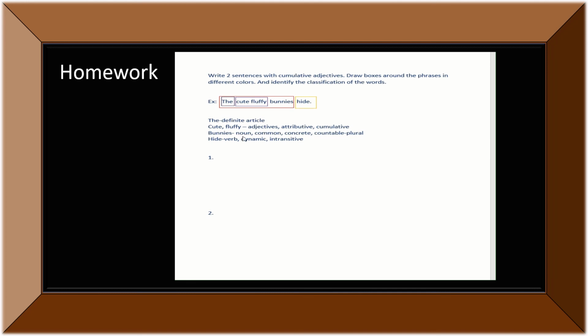Bunnies is a noun, common, concrete, countable, and plural. Hide is a verb, dynamic, and intransitive, and of course you're going to add extensive. And you're going to write 2 of your own sentences. Good luck!